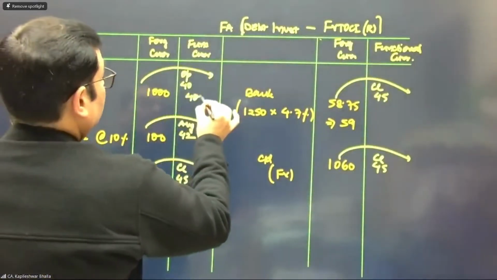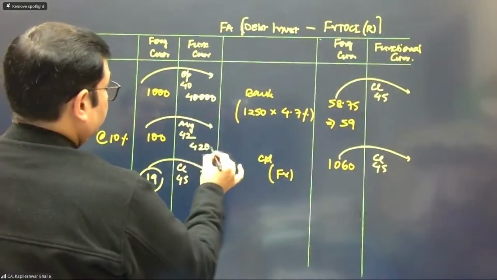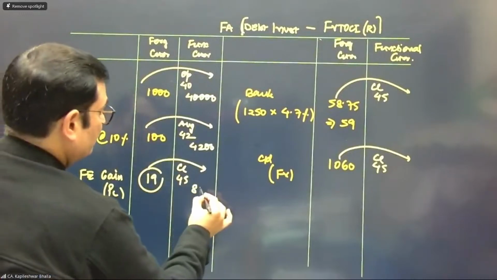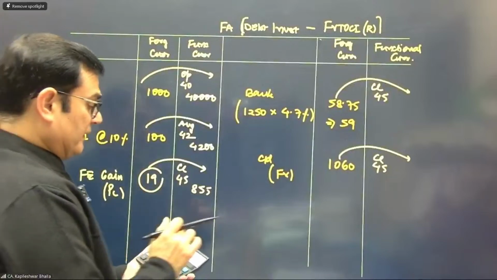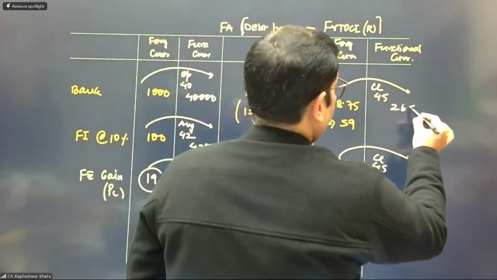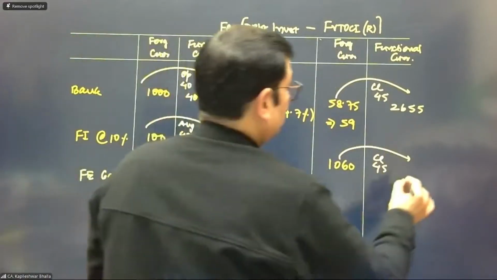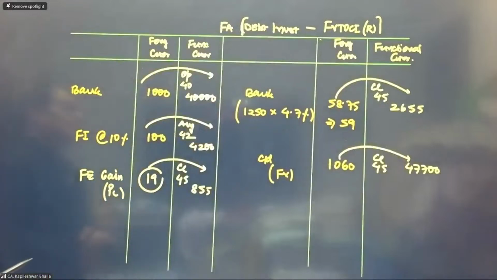So this is going to be 40,000 and this is going to be 4,200 and this is going to be 855, I guess. And then this is 59 into 45, that's 2,655. And this is going to be 47,700, the balancing figure. Now let's see the closing balance. USD 19 is fair value exchange.